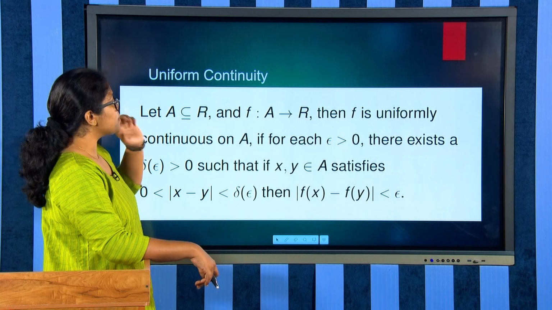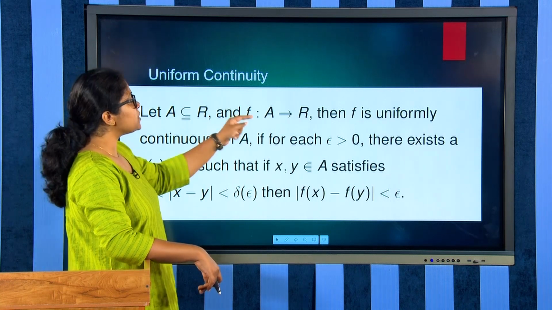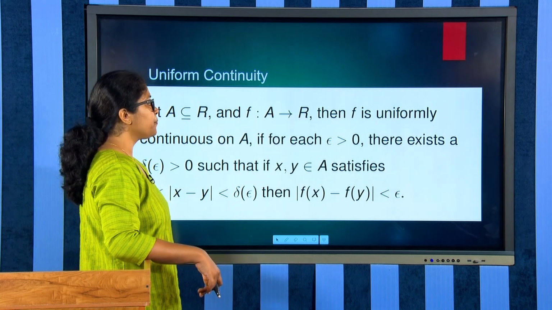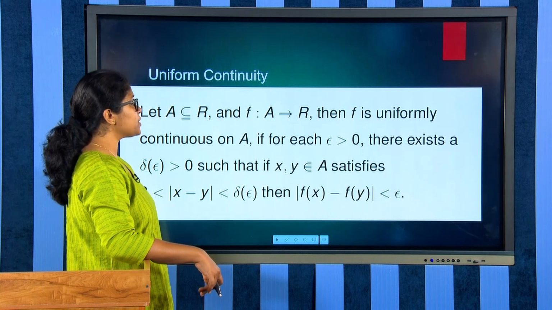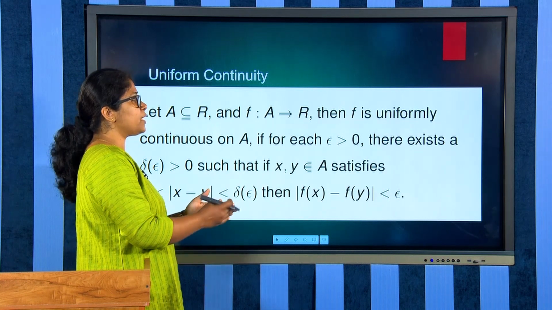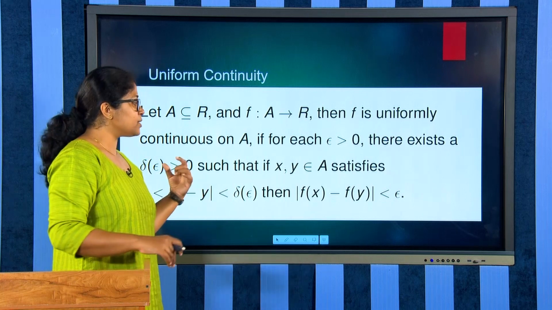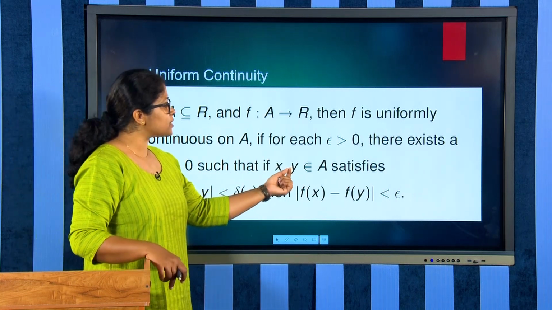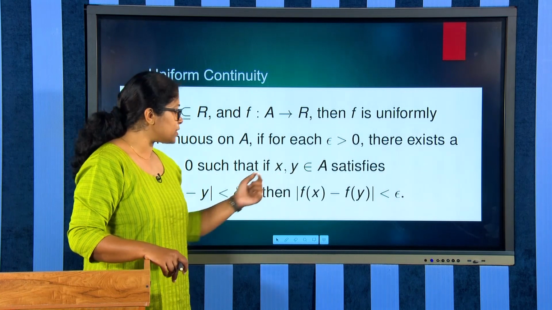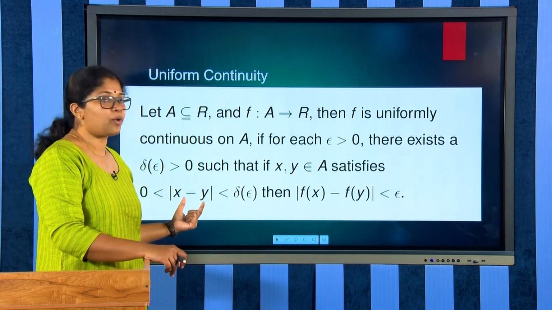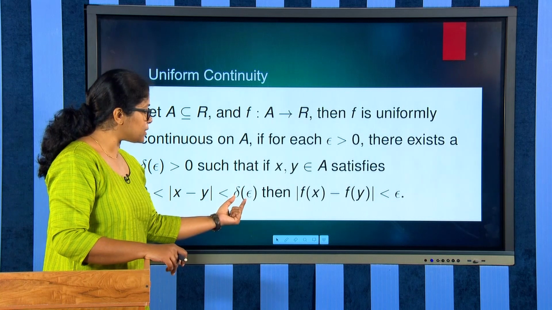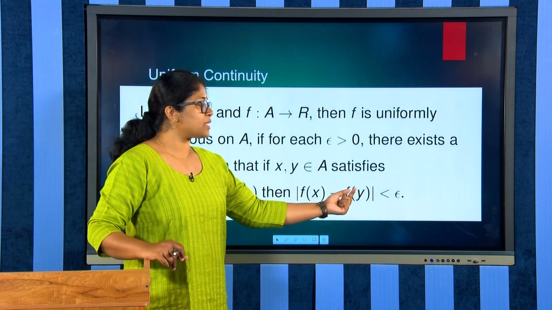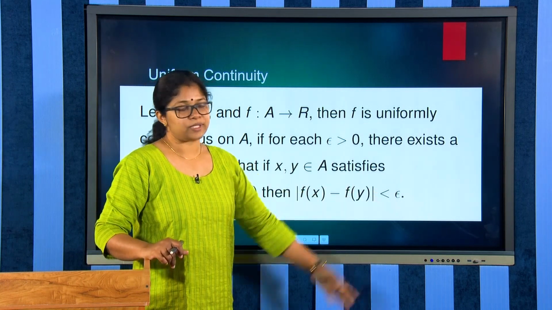Let A be a subset of R and f is a function from A to R. f is uniformly continuous on A if for each epsilon greater than 0 there exists a delta epsilon greater than 0 such that if x and y belonging to A satisfy the condition 0 less than modulus of x minus y less than delta epsilon, then modulus of f of x minus f of y is less than epsilon.